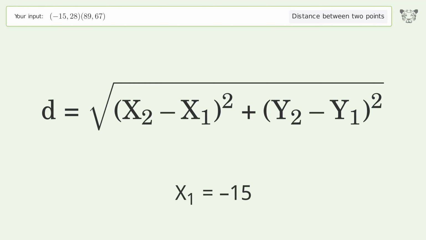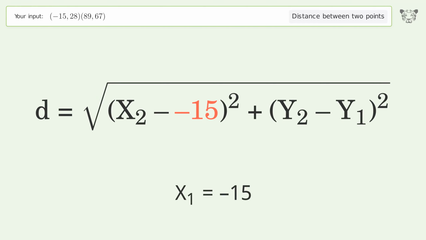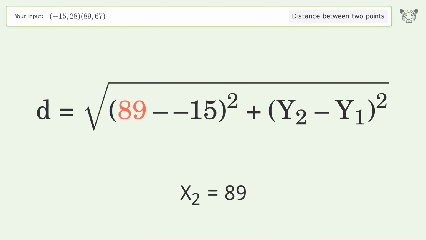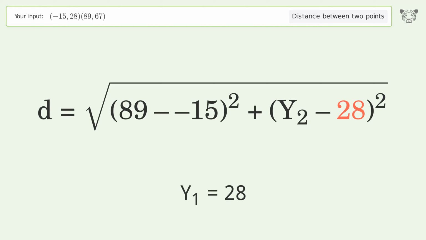x1 equals -15. x2 equals 89. y1 equals 28. y2 equals 67.